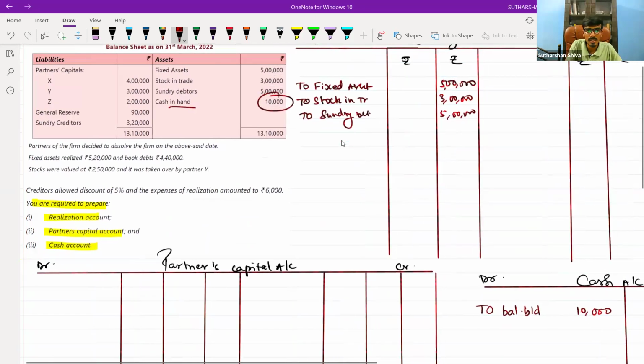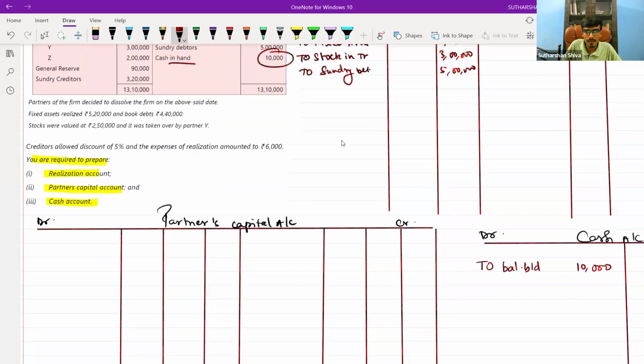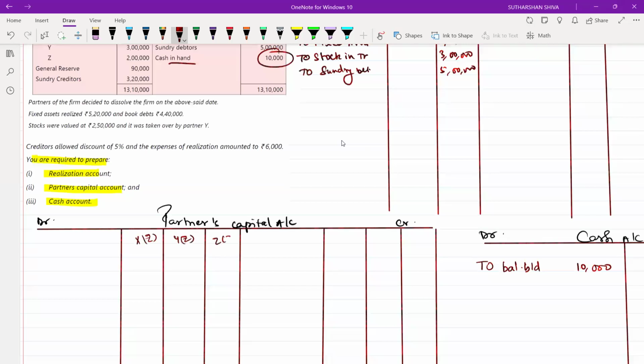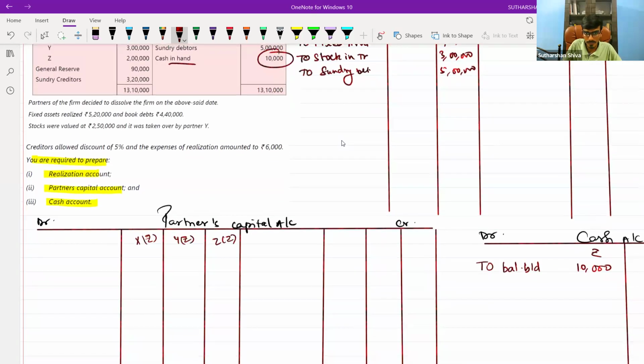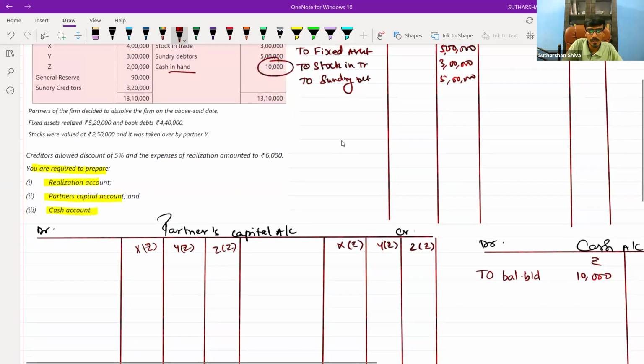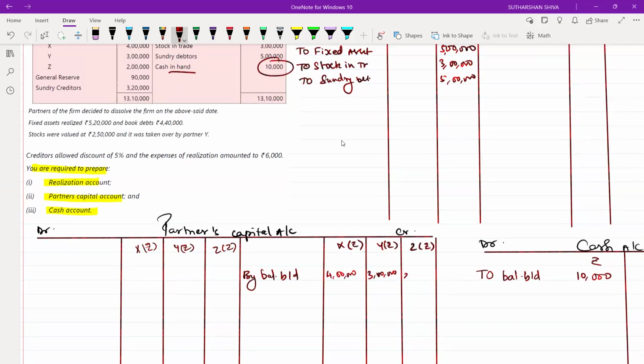The asset side is done. Then come to partners' capital. Partners' capital will be transferred to X, Y, Z partners. The rupees column is mandatory; you should put it. Now we will put by balance brought down. What is the value over there? 4 lakh, 3 lakh, 2 lakh.